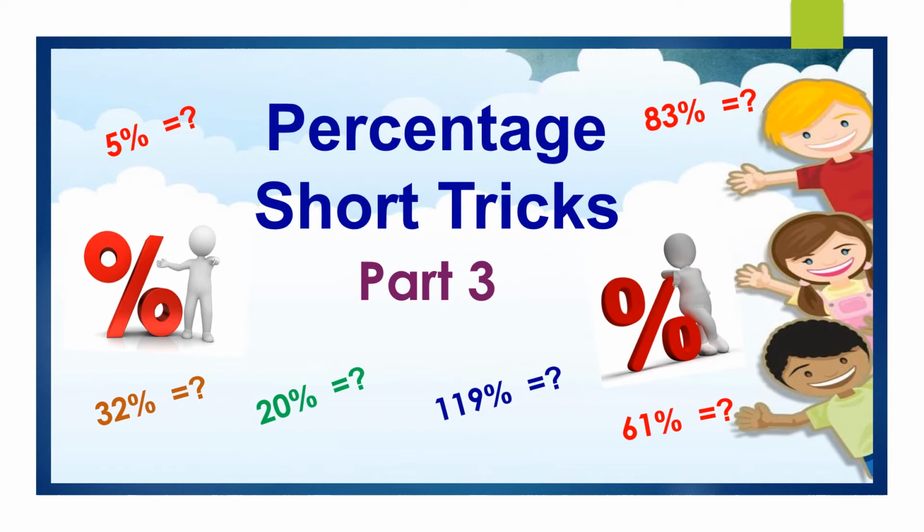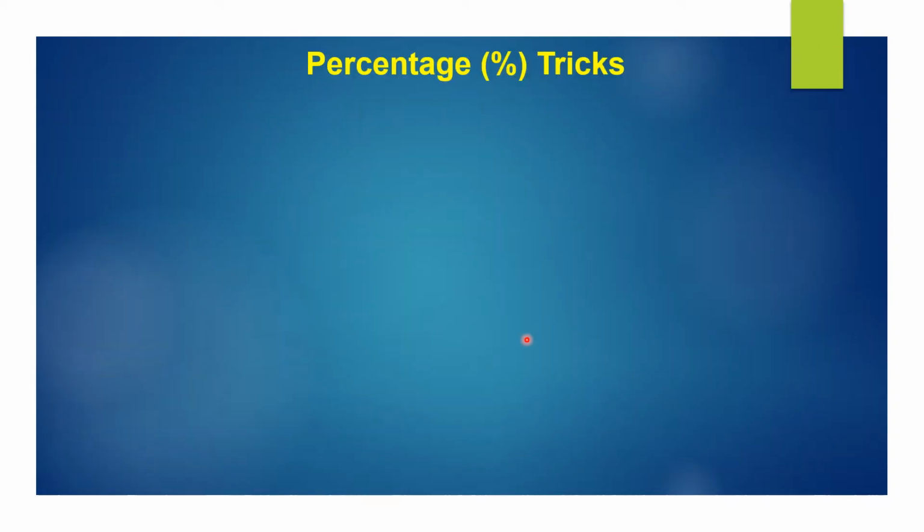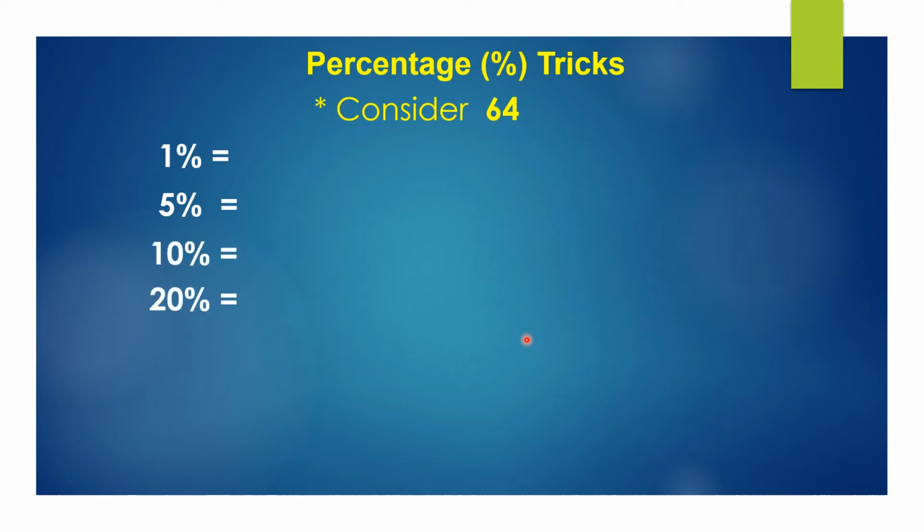What are the tricks we are going to learn in this? Percentage tricks. Let's consider the number 64. For this 64, we will find how much is 1% of 64, 5% of 64, 10% of 64, 20% of 64, 25% of 64, 50% of 64 and 100% of 64. Just by looking at the question, let's see how we will write the percentage. Let's start with 10%. 10% means it is divided by 10, so we keep a decimal just before one digit from the right hand side. So it will be 6.4.